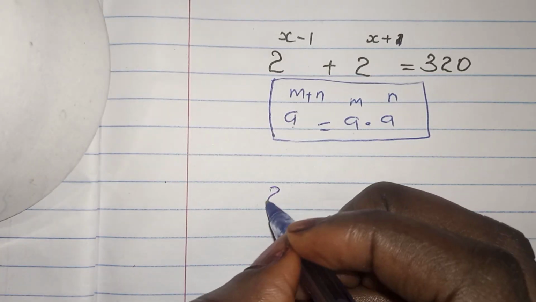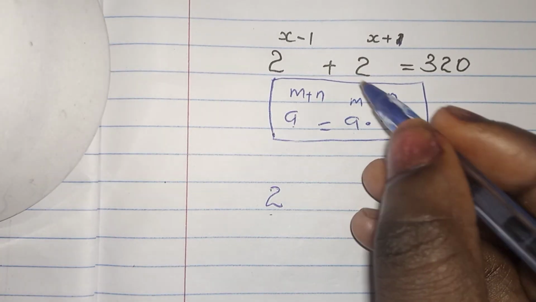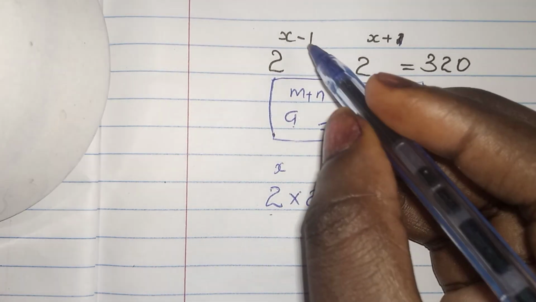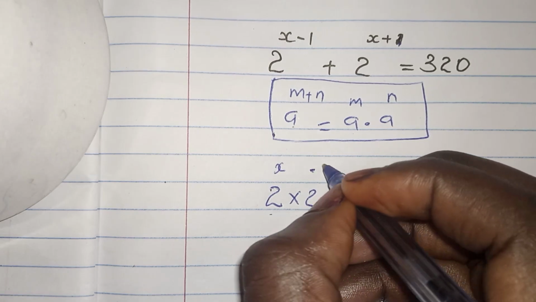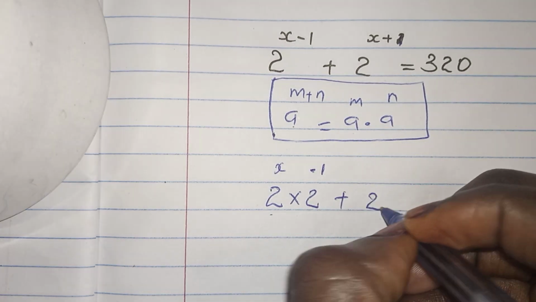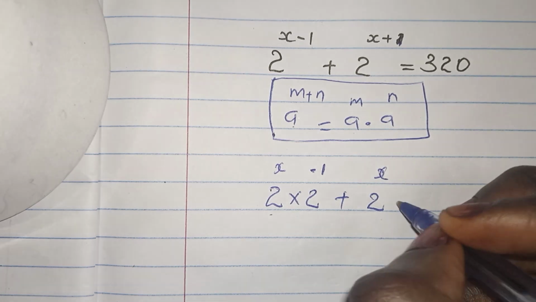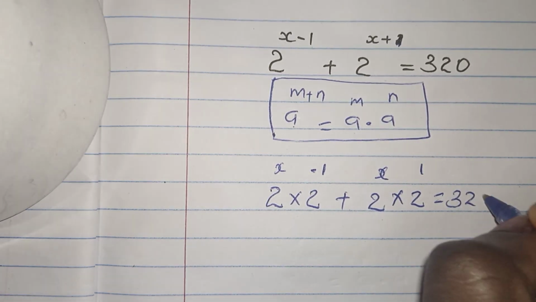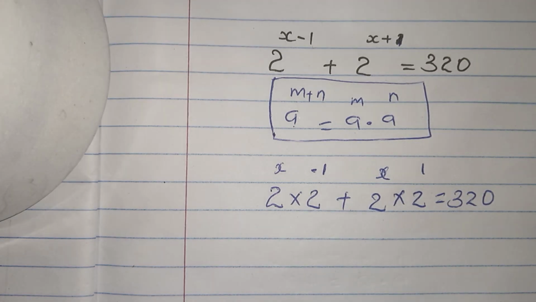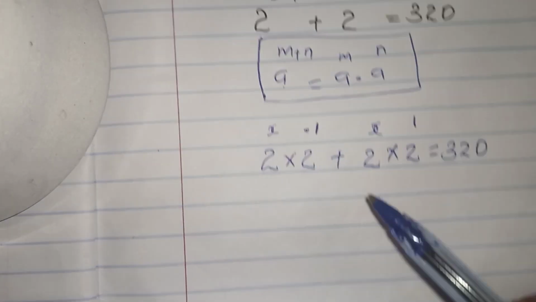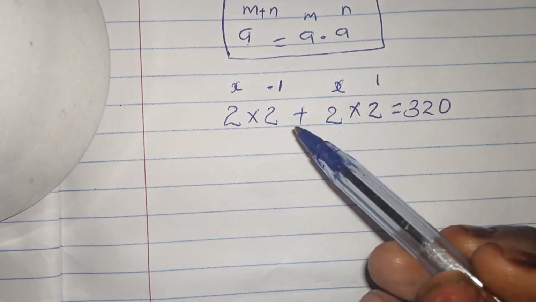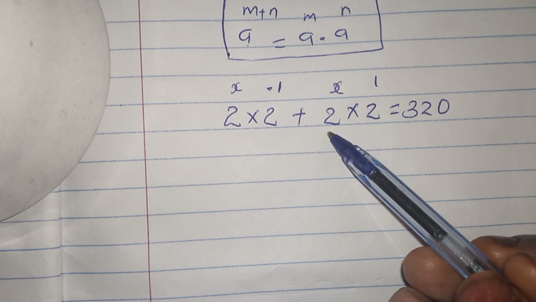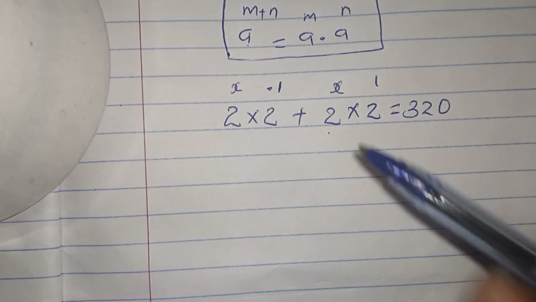So let me write 2 to the power of x, times 2 to the power of -1, plus 2 to the power of x, times 2 to the power of 1, is equal to 320. Okay, so I want to make my bases the same, and I want them to be of base 2.